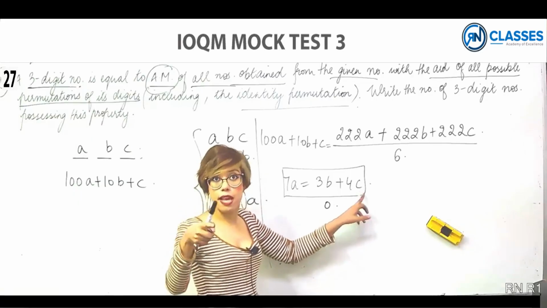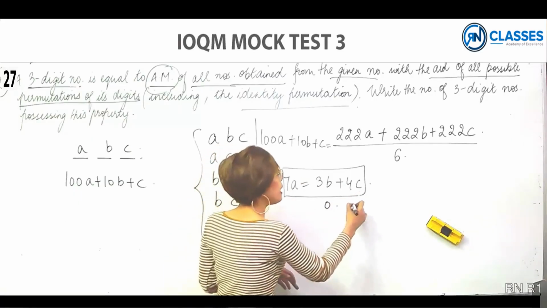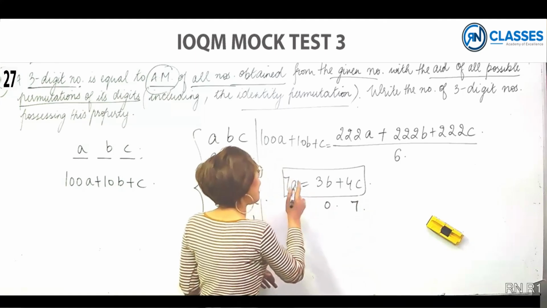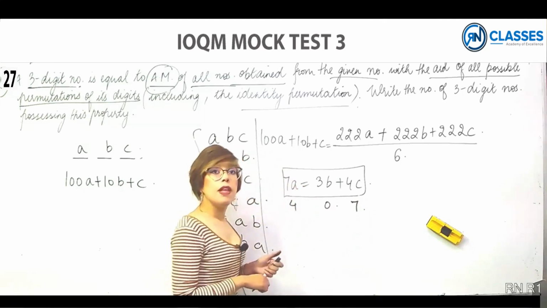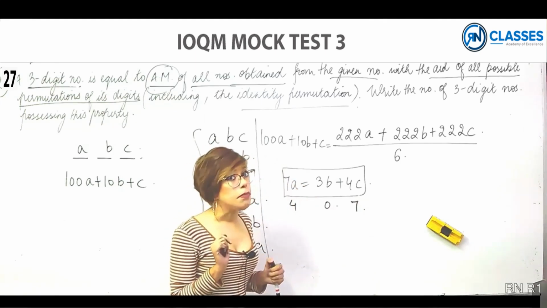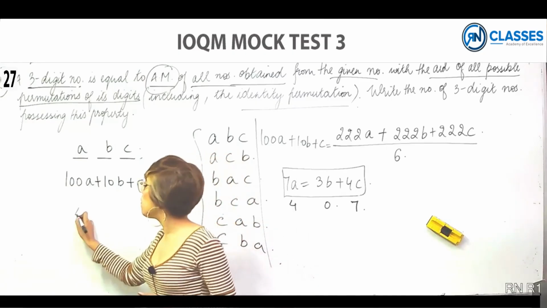4 into 7, yes, that is a multiple of 7. So I can take C as 7. Correspondingly, I get A as 4. So 407 is one such number. You can check it out, right? 407 is one such number.